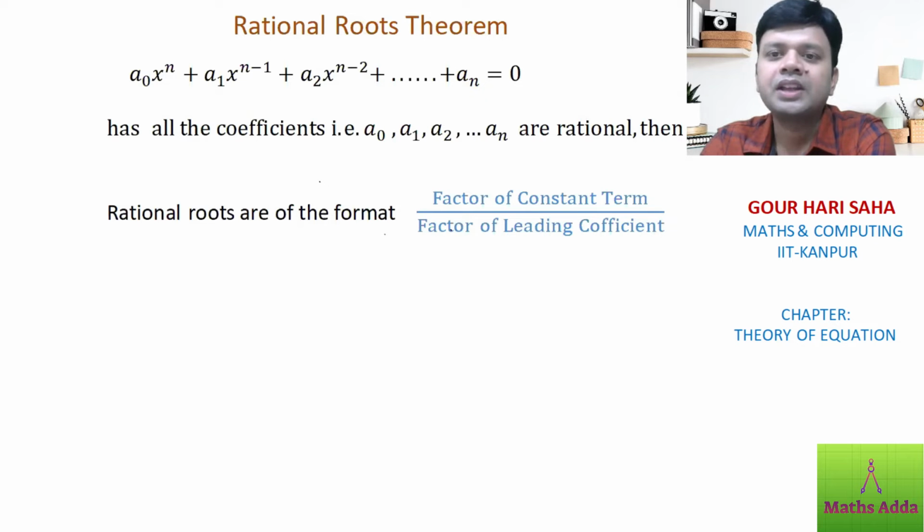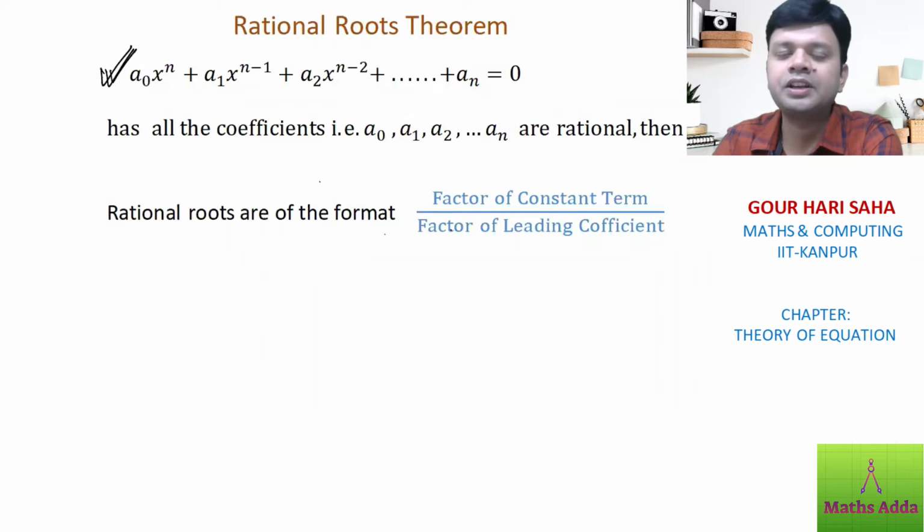So we will be doing the rational roots theorem. What it says is, if there is a general polynomial, that is a naught x to the power n plus a1 x to the power n minus 1 plus a2 x to the power n minus 2 plus dot dot dot plus an is equal to 0. So I am talking about this general polynomial, right?